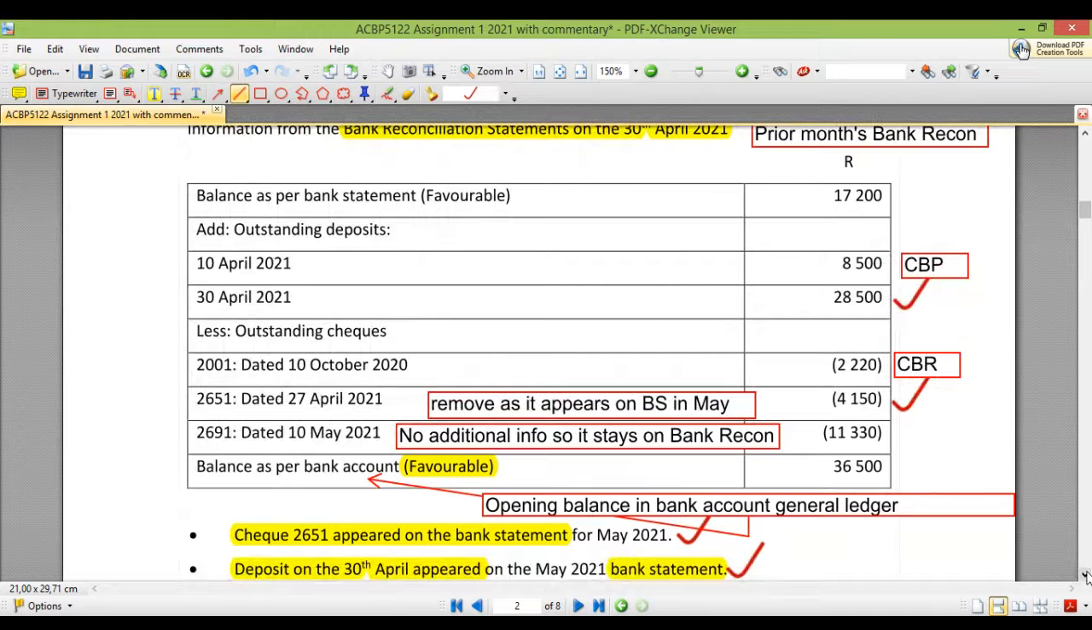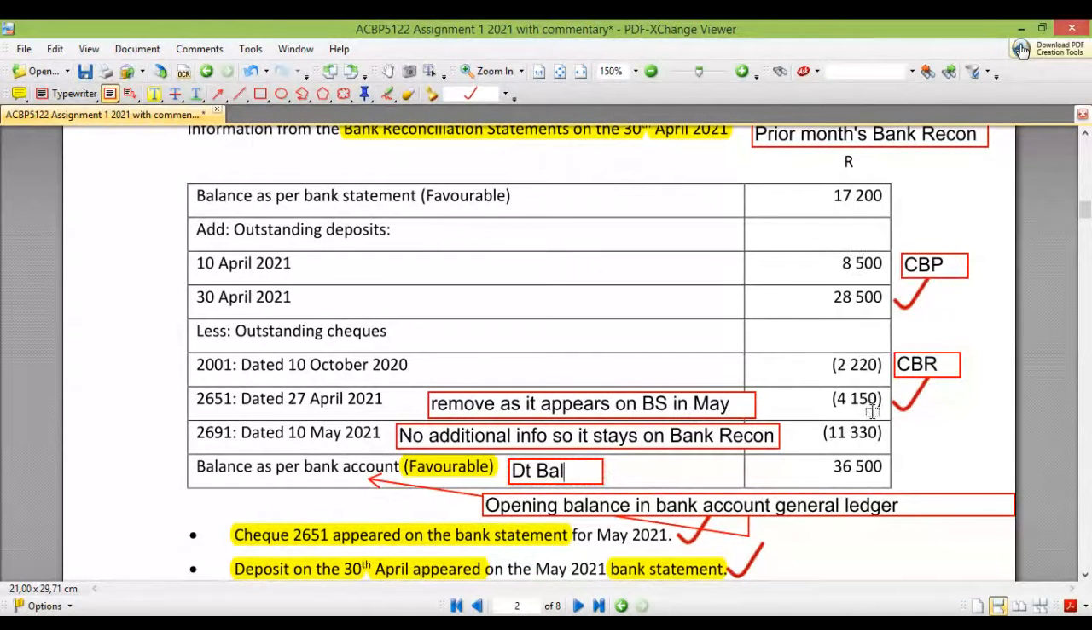Now, this balance at the end per your bank account, that is what you would have used in question 1.3 when you do the bank account general ledger. That is your opening balance. Because it's favorable, you know it is a debit balance. So I'm just going to write here the debit balance.